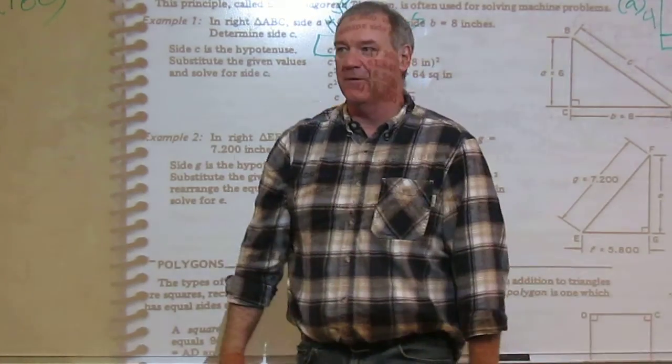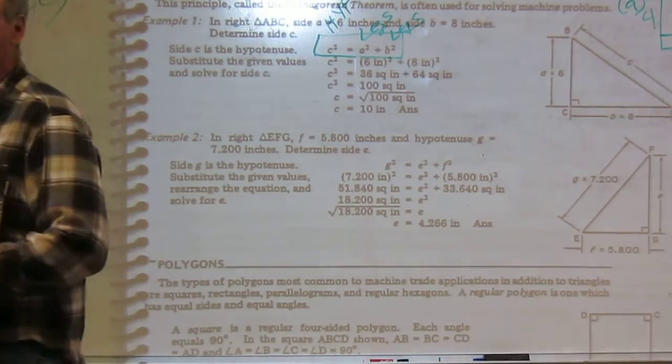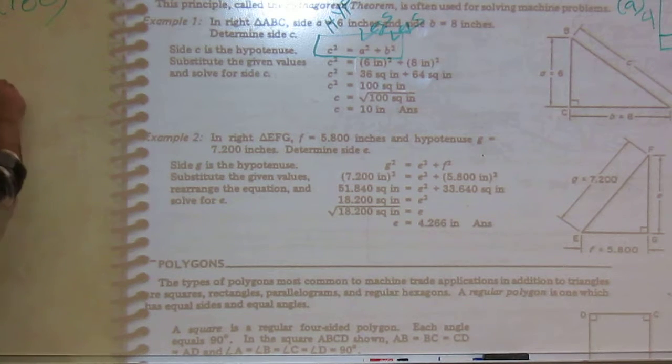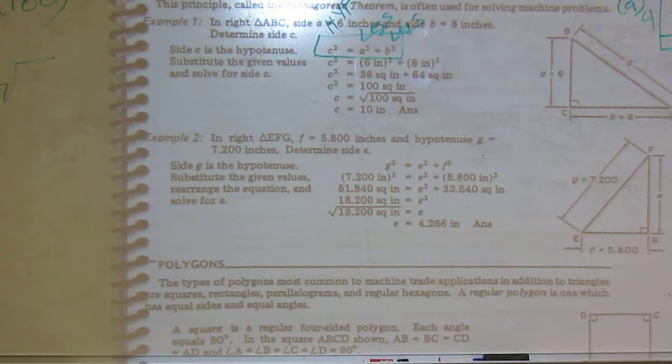Number 5. Make sure you know where your square root button is on your calculator. It probably looks like this. If you don't know where it is, raise your hand and I'll come help you find it. Let's see, it's purple.